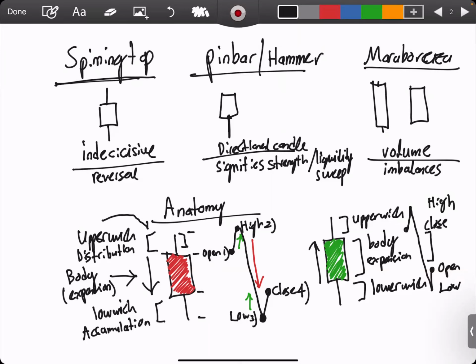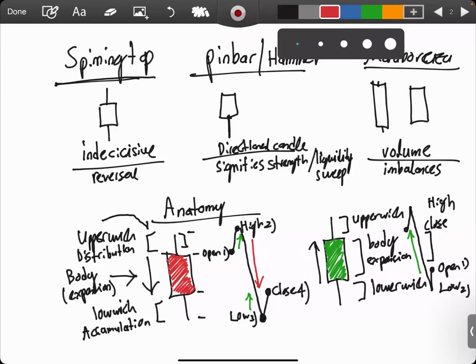Okay, so here we have step 1 for the open. Price pushes down to create that low. Then we see it push all the way back up to create the high. And then bears are going to step in to close.